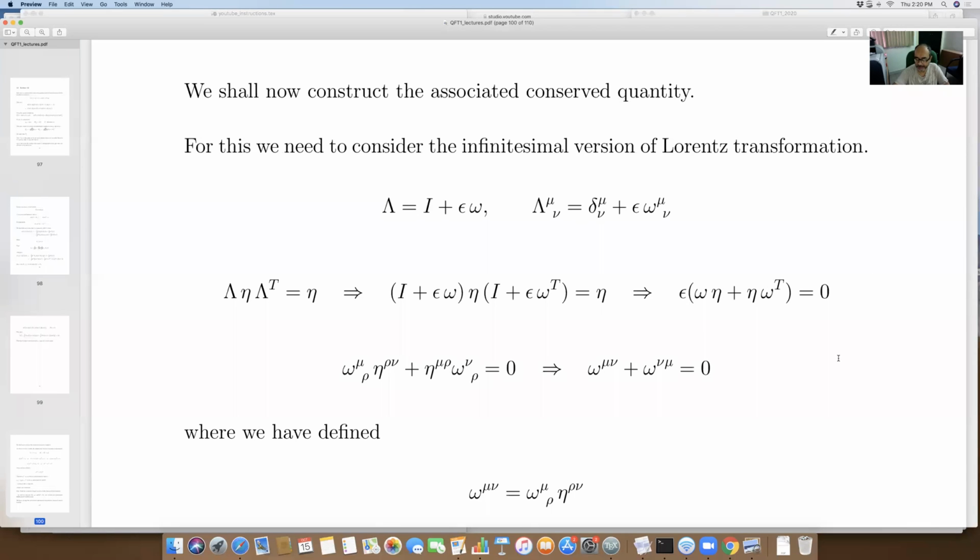So this must vanish, because this is the only combination at order epsilon. That means omega eta plus eta omega transpose should be 0. Here I have rewritten in components: omega^mu_rho eta^rho_nu plus eta^mu_rho omega^nu_rho equal to 0. Why is it nu rho? Because it's omega transpose. You have to transpose the matrix, so the row and column indices of eta have to go with the column index of rho.